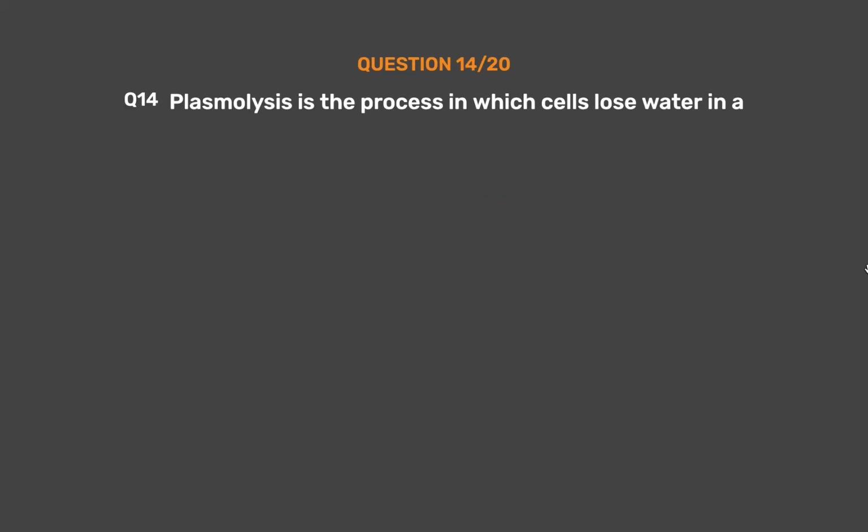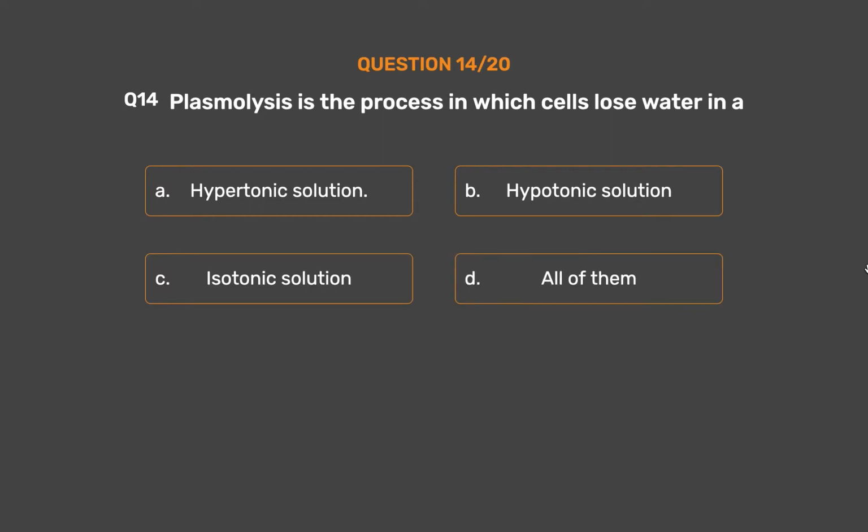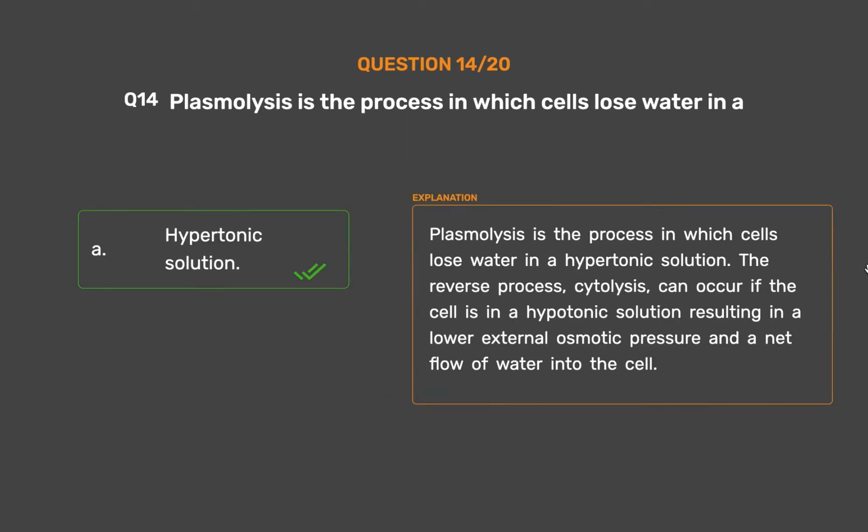Question number 14. Plasmolysis is the process in which cells lose water in a: Option A, hypertonic solution. Option B, hypotonic solution. Option C, isotonic solution. Option D, all of them. The correct answer is Option A, hypertonic solution. Plasmolysis is the process in which cells lose water in a hypertonic solution.